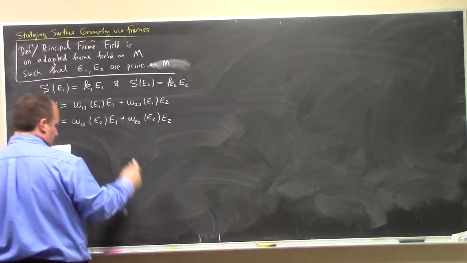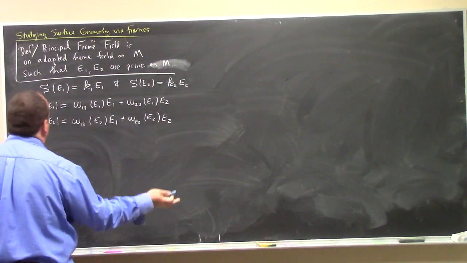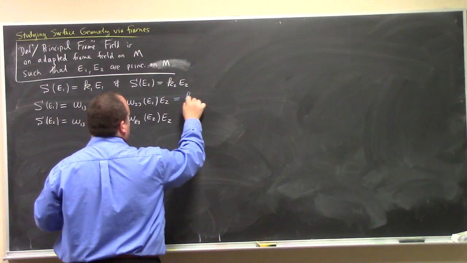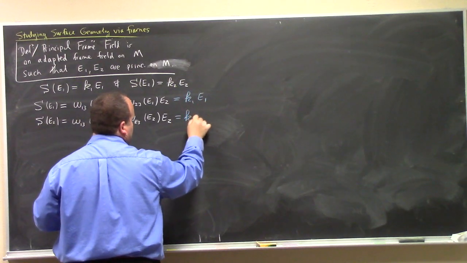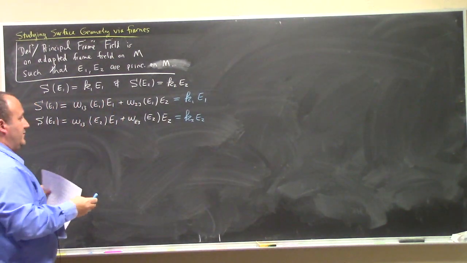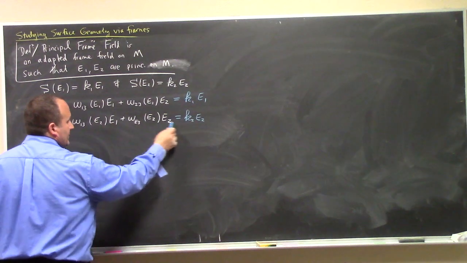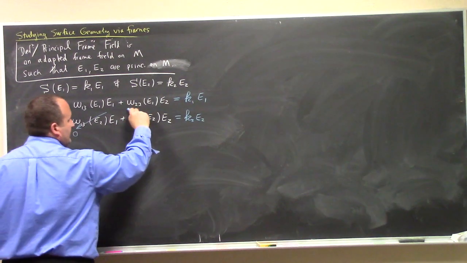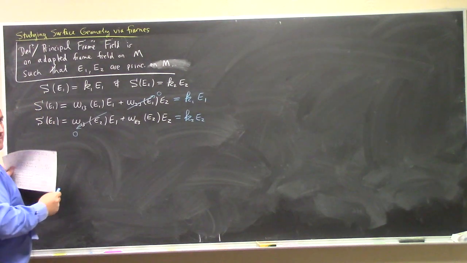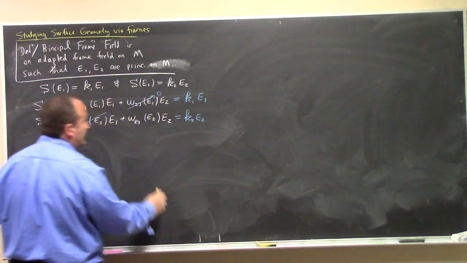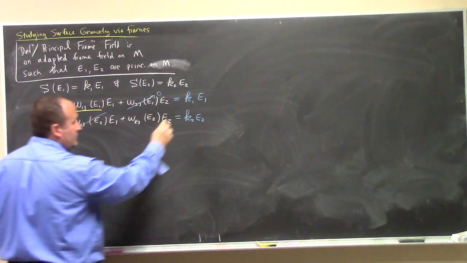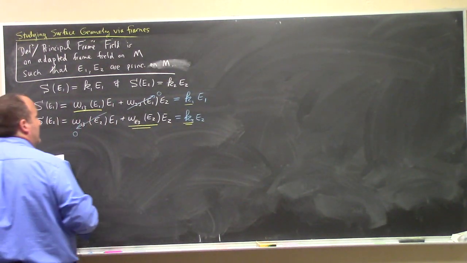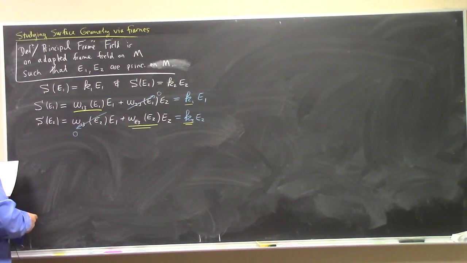All right, because we're considering a principal frame field, we know that the top one is equal to K1 E1, and the bottom one is equal to K2 E2. What does that say? Well, for one thing, it says that the E1 coefficient must be 0 in this one, and the E2 coefficient must be 0 in that one. Because we can equate coefficients for a basis, it must be that omega 1, 3 of E1 is equal to K1, and omega 2, 3 of E2 is equal to K2. And indeed, that is what we have.